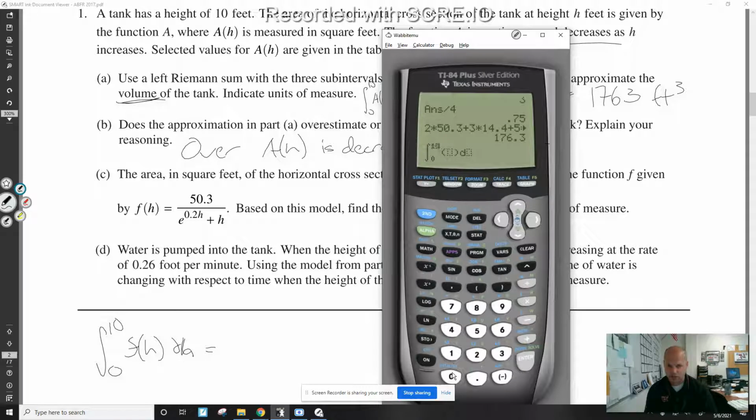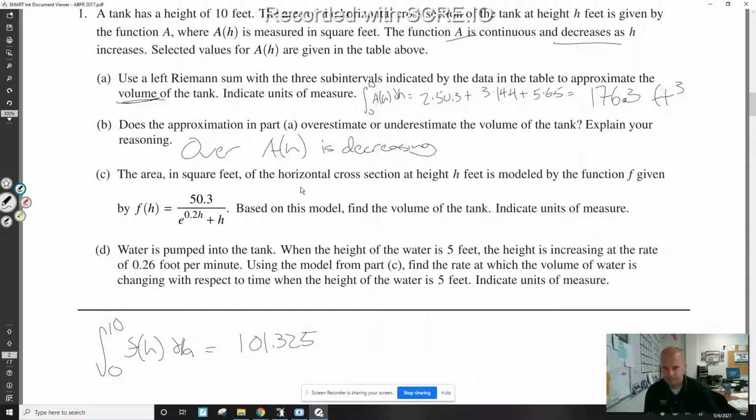There's some questions out there where they won't give you hints like, here guys, this is what you've got to do. I know some of my students just freaked out when they saw this problem, but just take your time, breathe, and read, and maybe you're going to get some help. Oh, 101.325. So yeah, that was an over approximation, 176.